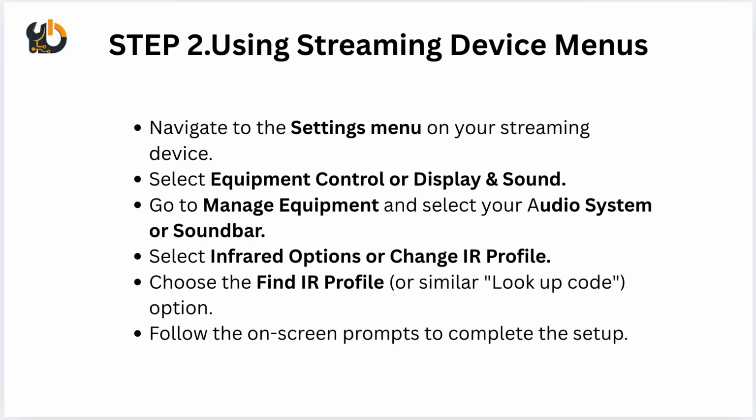Step 2 is using streaming device menus. Navigate to the settings menu on your streaming device. Select equipment control or display and sound. Go to manage equipment and select your audio system or soundbar. Select infrared options or change IR profile. Choose the find IR profile or similar lookup code option. Follow the on-screen prompt to complete the setup.